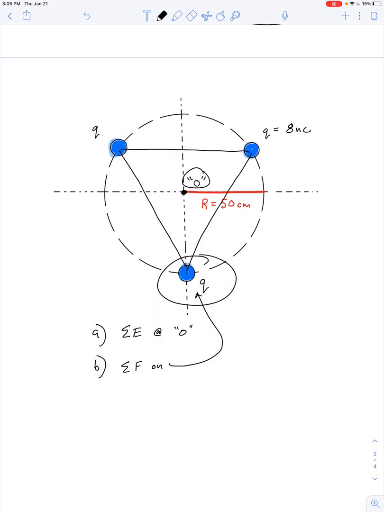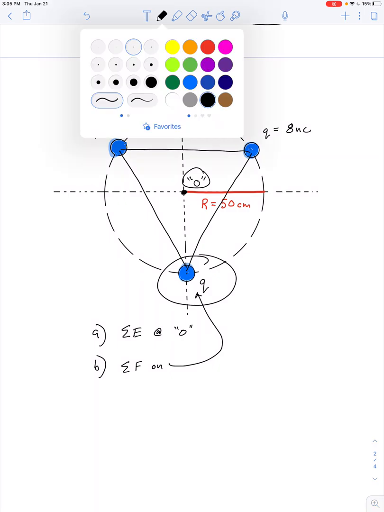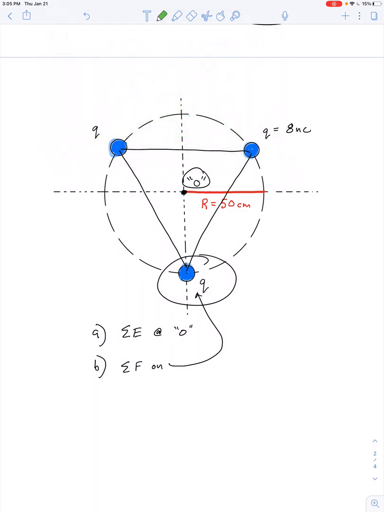All right. So for the first question, let's show some electric field vectors, and we'll apply the superposition principle. So due to the charge I'm circling here, there would be an electric field vector pointing in this direction.